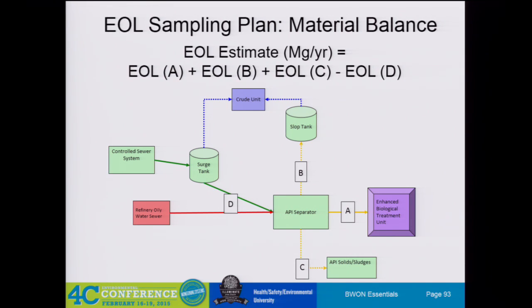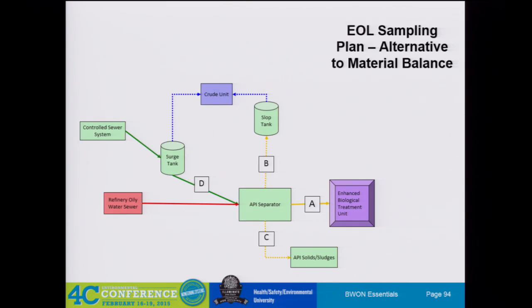Does that make sense? It's just a summation, right? So you're trying to get the uncontrolled. So you've got your end of line estimate is A plus B plus C minus D, and you get this balance. Does that make sense? Okay, let's change it up.